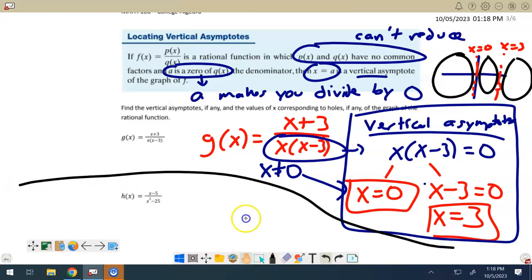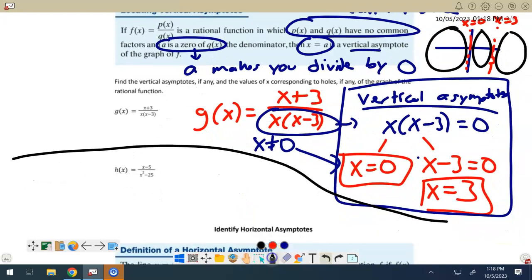This one is a little different, and you'll notice in the directions, I didn't really read it to you, but the directions say, find the vertical asymptotes, if any, and the values of x corresponding to holes. So g of x doesn't have any holes, right? We just have the vertical asymptotes, and that's it. There's no holes, right? So if it asks you about that, for this one, you would say there are none. There are no holes in this case.